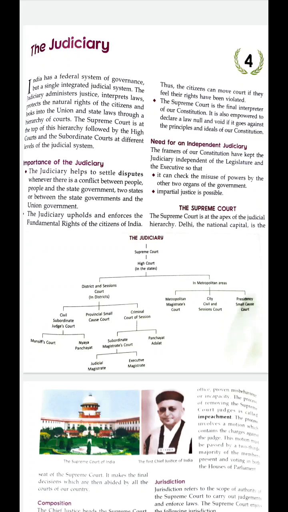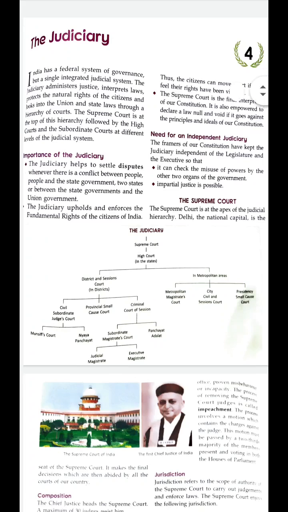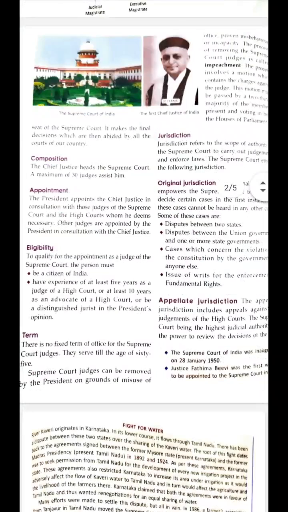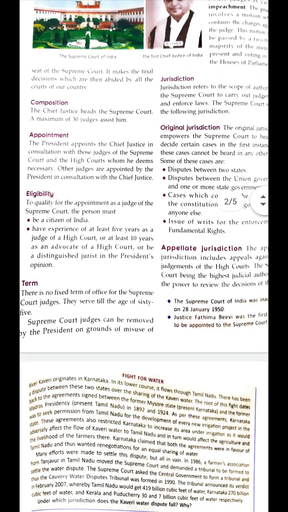Clear? Now, next we have got the composition. What is the composition of the Supreme Court? Now, the Chief Justice heads the Supreme Court. Like in a class, a monitor is there who controls the class, isn't it? So, in the Supreme Court, who is the head? Chief Justice. And a maximum of 30 judges assist him. That means 30 judges assist whom?